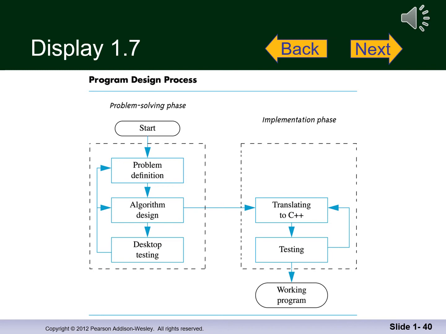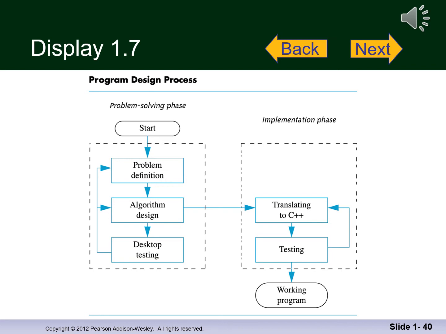This slide does a nice job of flowcharting the program design process, and you see the clear delineation between the problem-solving phase and the implementation phase. At the start of the problem-solving phase, you define the problem, and then you design an algorithm. And sometimes when designing the algorithm, you realize that there's some parts of the problem that are not clearly defined. So it's an iterative process. This is called a waterfall model, where you can go back a step and redefine the problem, and then come back down to the algorithm design, and ultimately you do desktop testing.